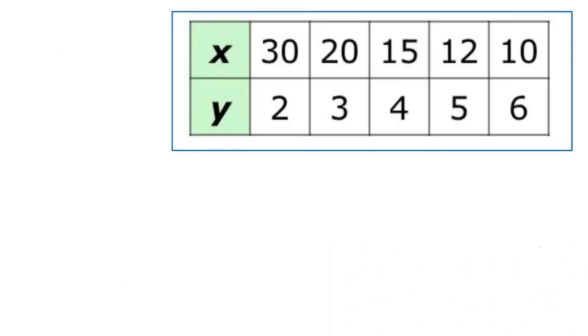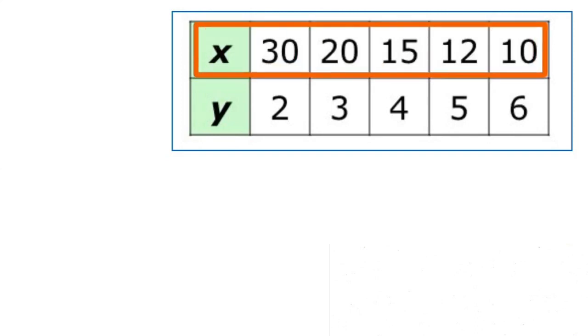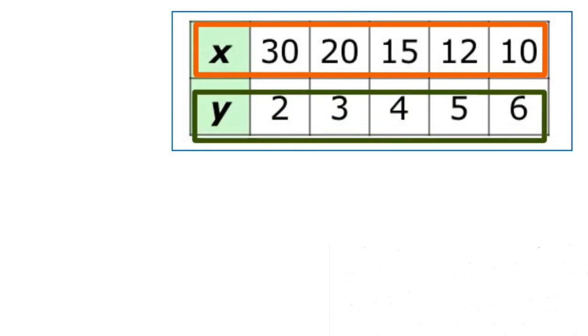Let us have the table of values. So we have here the values of x and y. So as you can see, from the x values, 30, 20, 15, 12, and 10, pababa. While yung value ng y, as you observe, is pataas. So meaning, habang tumataas yung value ng y, bumababa yung value ng x.